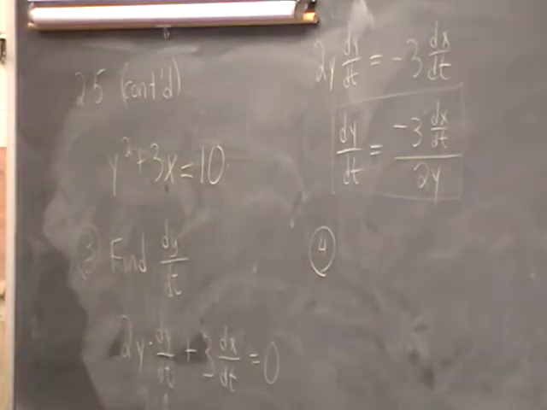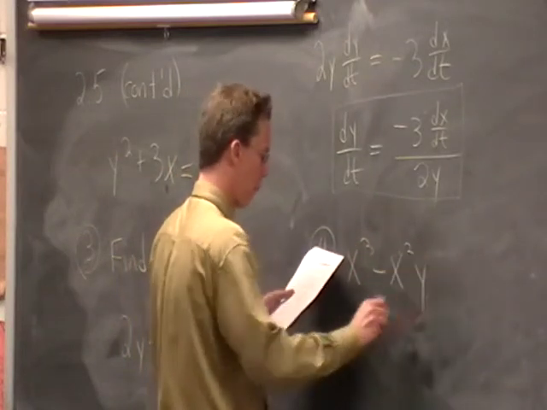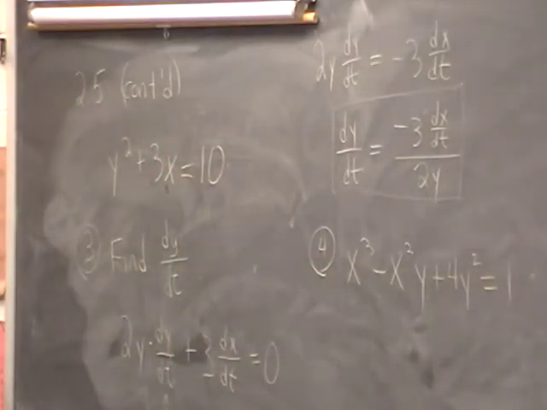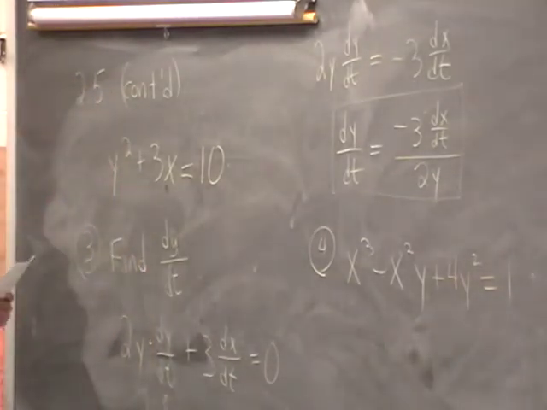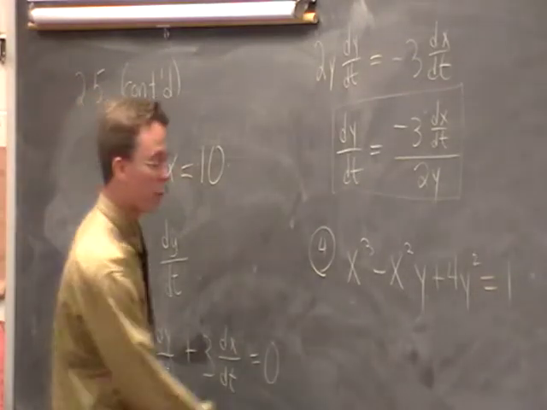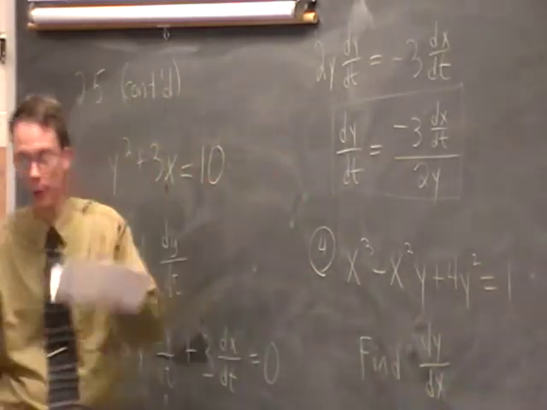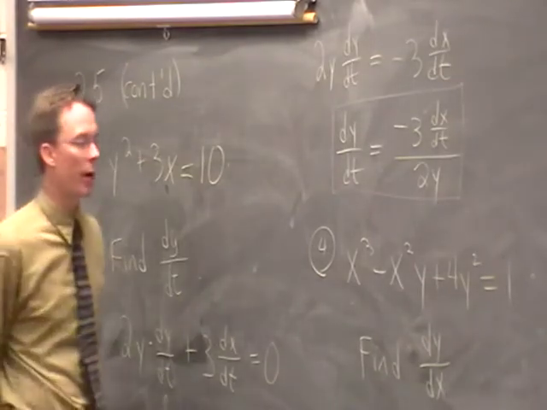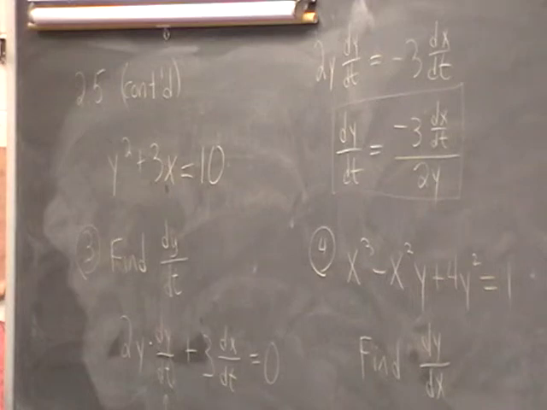Alright, one more example. We got this weird looking equation. x cubed minus x squared y plus 4y squared equals 1. We want to find the derivative of y with respect to x. So we're back to differentiating with respect to x now. If you want to call this y prime, that would be an understandable thing to do. It's y prime time.